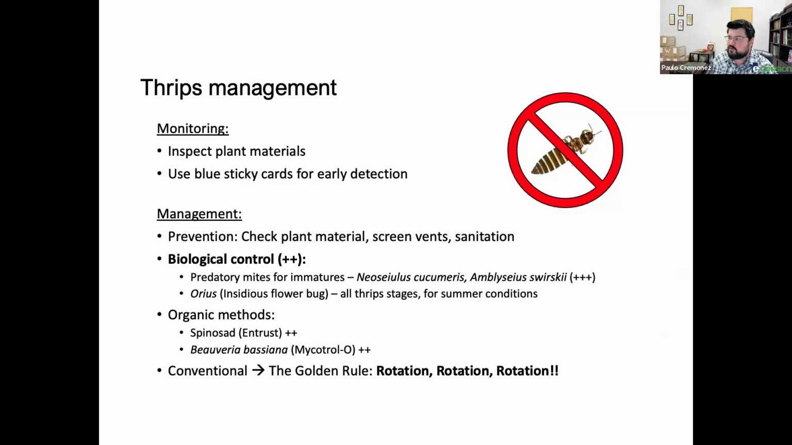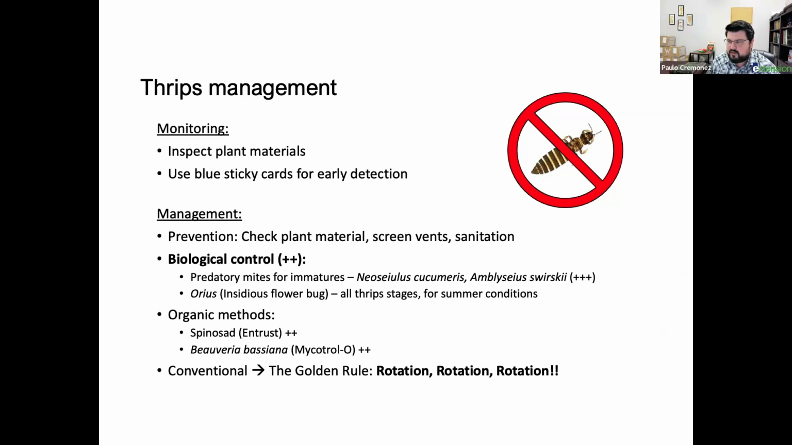For thrips management, so monitoring, like I said, inspect plant materials, and use blue sticky cards for early detection. For management, check plant materials, screen vents, and practice sanitation. If you have a greenhouse and are growing your seedlings in the greenhouse, do this to avoid bringing those problems to the field. For biological control, you can release Neoseiulus cucumeris and Amblyseius swirskii. They provide good control of thrips early on.